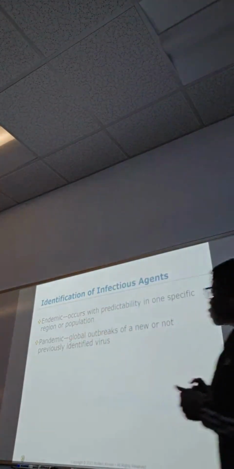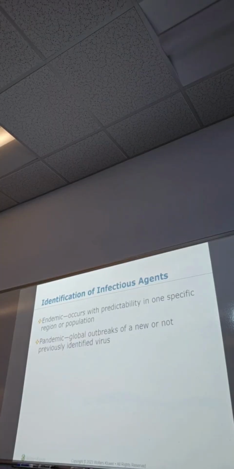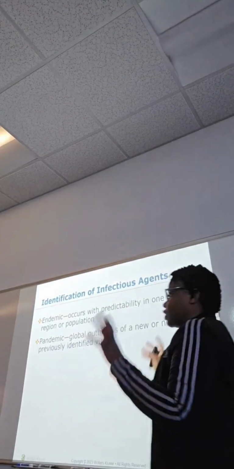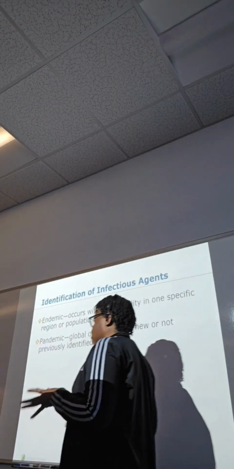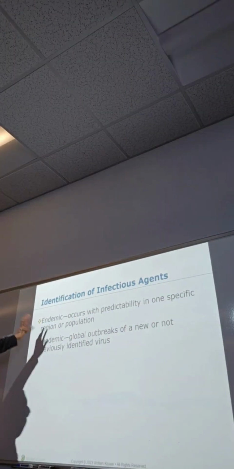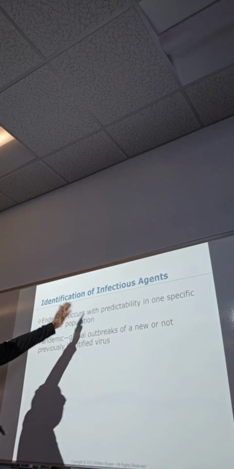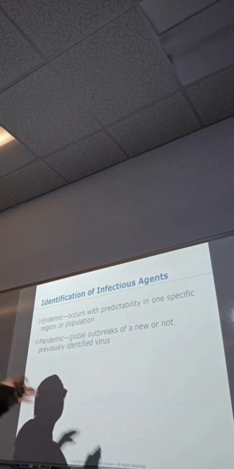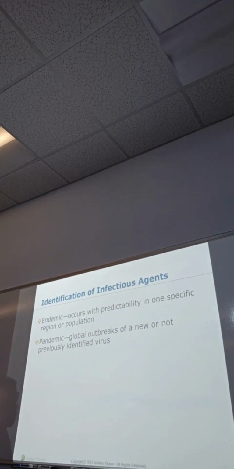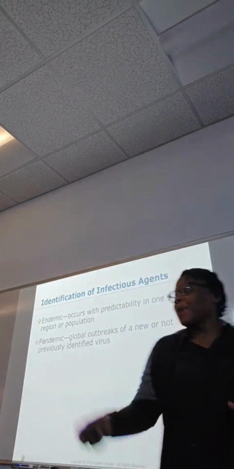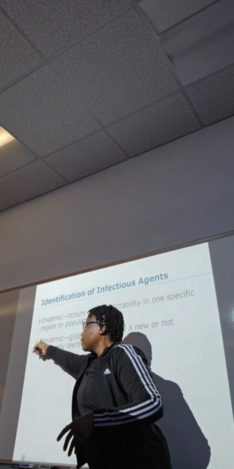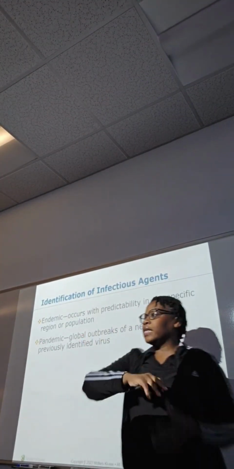Now, you want to also identify the infectious agents by, this is for stats, but endemic versus pandemic. Basically, endemic says it occurs with predictability in one specific region. So in other words, it's just a localized area. It's not the whole world. Pandemic, if you see pan, anything, means the whole, that means the entire world is affected by this disease.